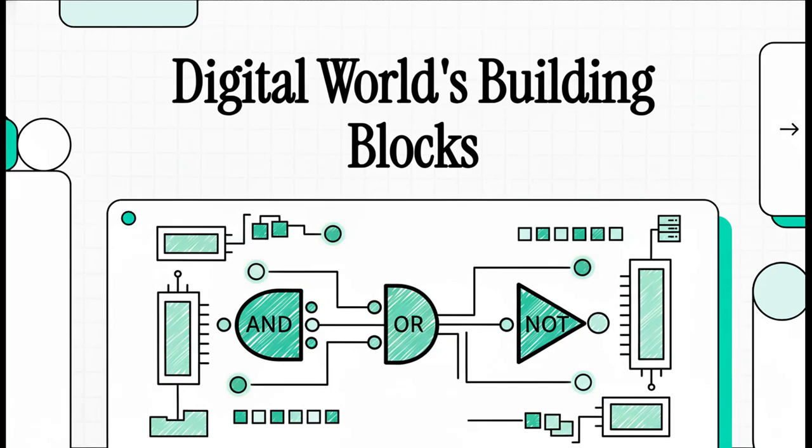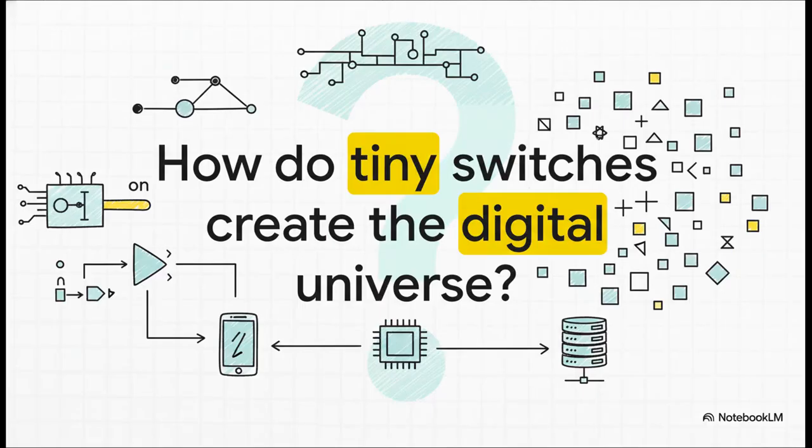You know, every single time you send a text, stream a show, or even just power up your computer, you're basically commanding this massive army of billions of microscopic switches. So in this explainer, we're going to decode this simple language that they all speak, the fundamental building blocks that, believe it or not, make our entire digital world possible. It sounds kind of crazy, right? How can all the complexity of modern technology really boil down to something so basic?